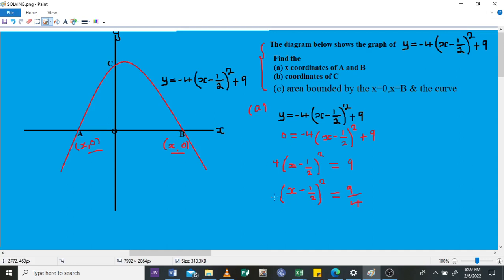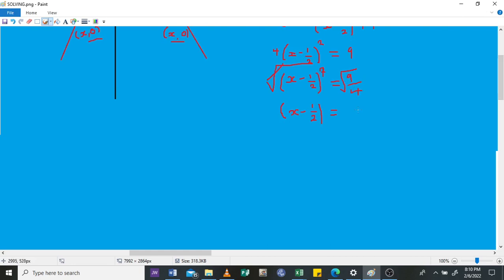Now here, remember, we want to get rid of the square. So what do we do? We introduce the square root, and also on this side introduce the square root. Now if we do that, we're going to get x minus 1 over 2 is equal to, now what we have here, remember, this is positive or negative.